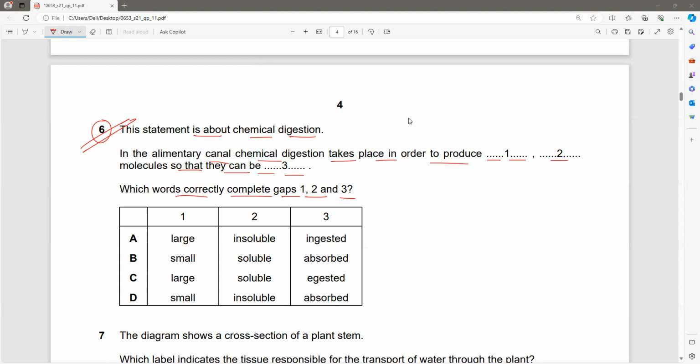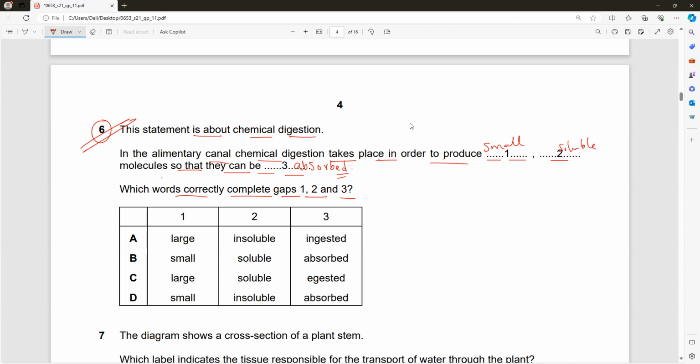It will break it and make it into small soluble or insoluble? Soluble. And then the finger-like villi, what will they do? With the help of that, blood will absorb the digested food. Am I right or wrong? That's all. So, in the alimentary canal, chemical digestion takes place in order to produce small soluble molecules so that they can be what?